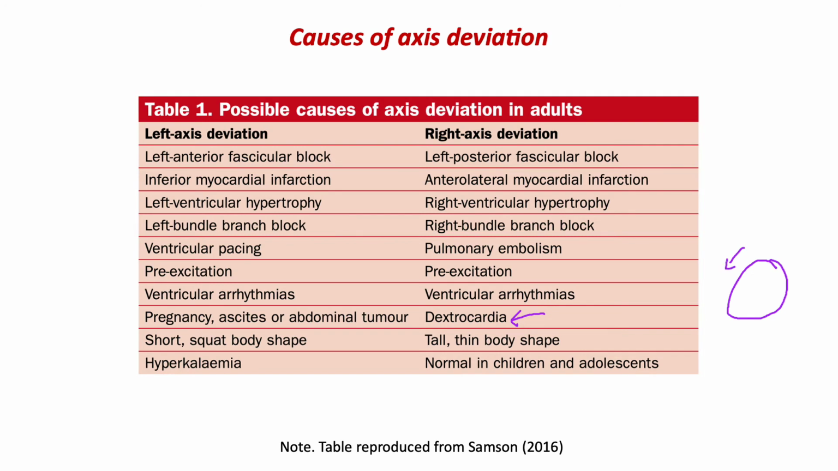Oh, and another thing that isn't listed here that I should mention is that incorrect lead placement can also cause a false positive in axis deviation because, well, you know, duh. Incorrect lead placement.